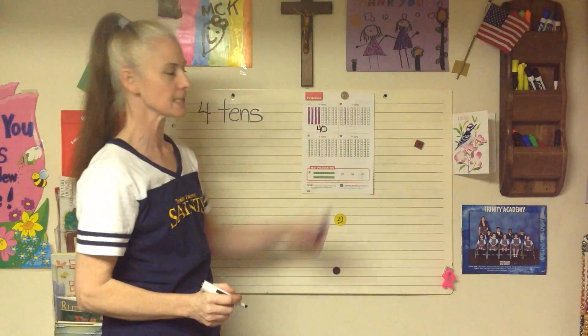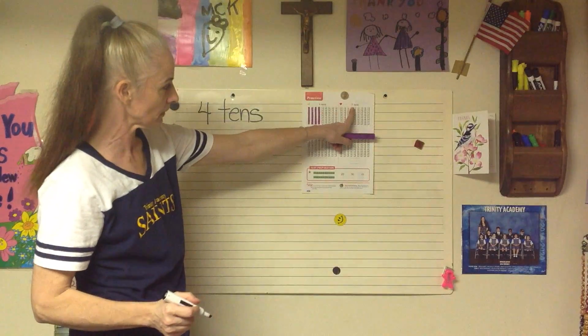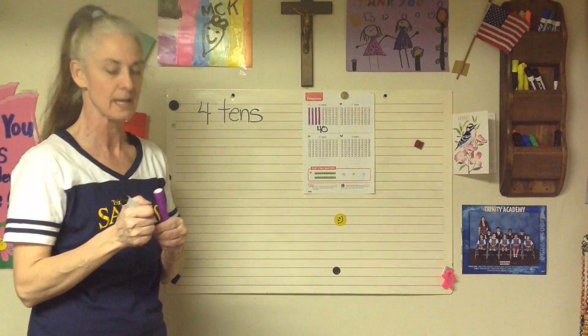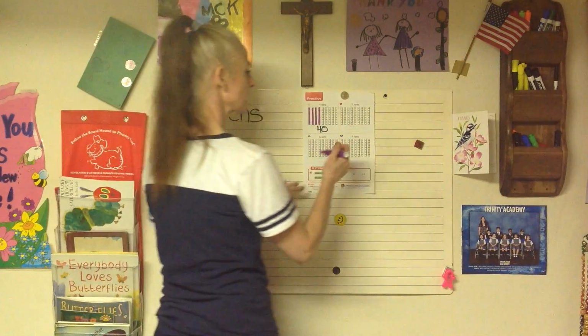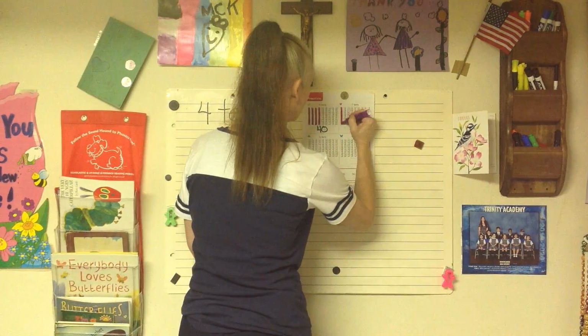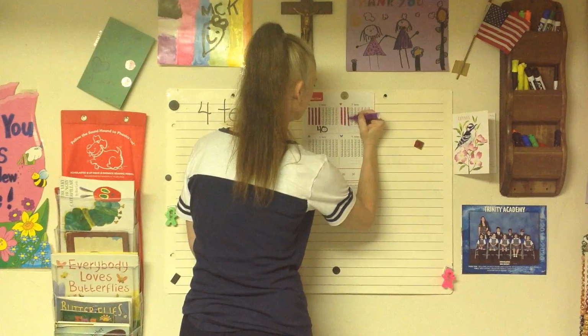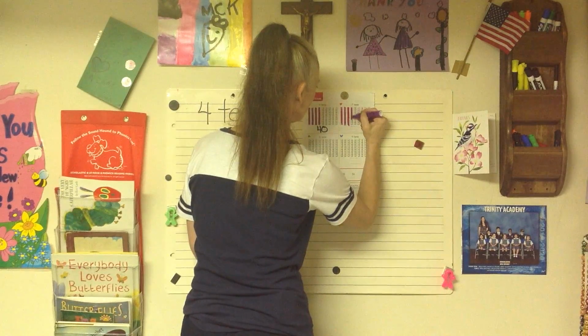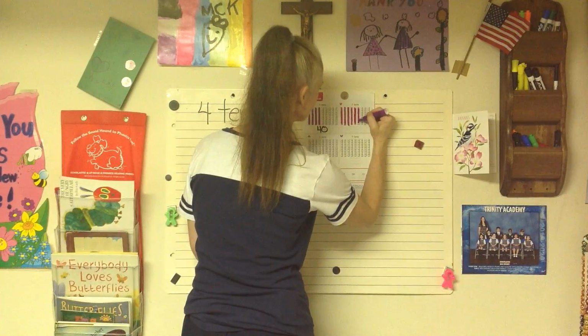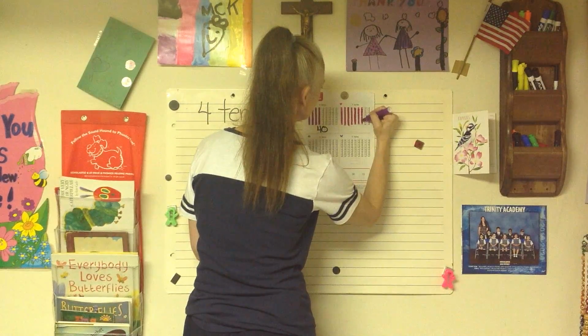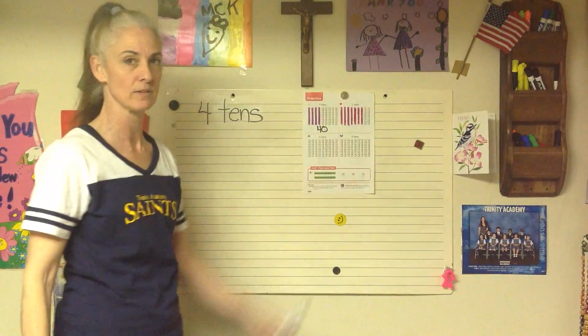So the next one says 7 tens. Look at the top. 7 tens. They want you to color in 7 groups of 10. So you color in 7 10 sticks. 1, 2, 3, 4, 5, 6, 7. So I colored in 7 tens.